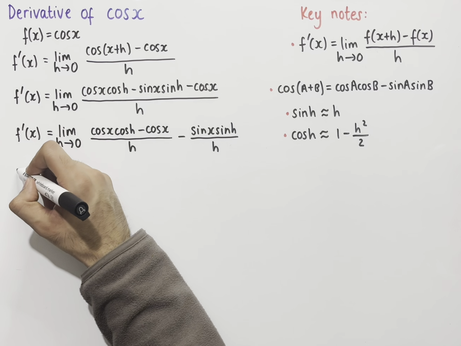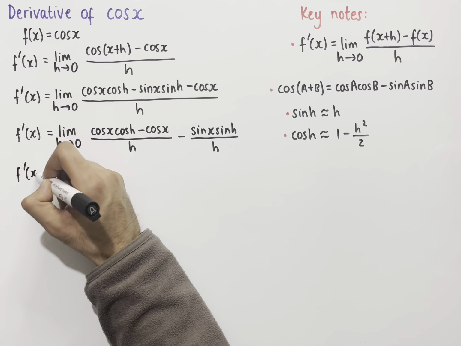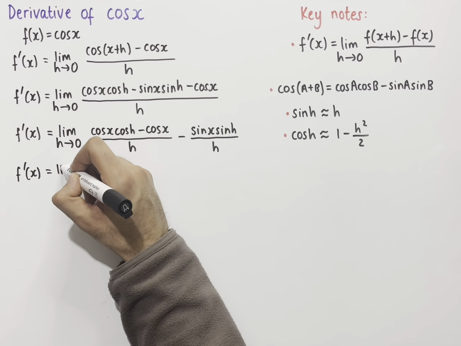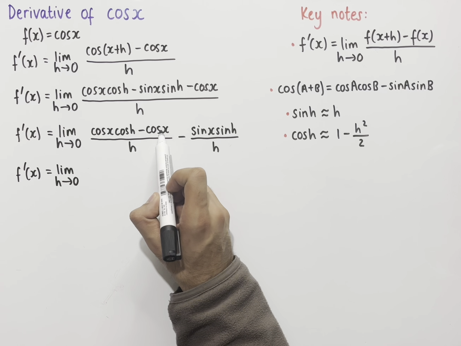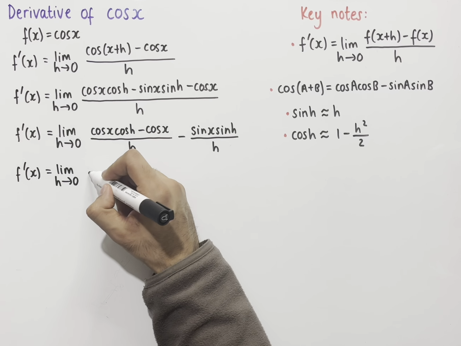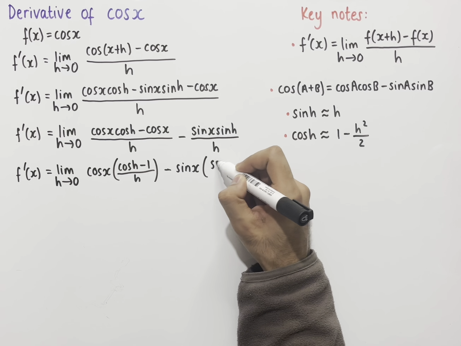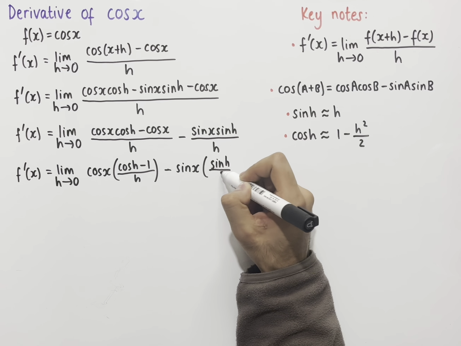Now in the next line we have f dash of x, which equals the limit as h tends to 0. And now we can factorize out cos x from both of the terms in the numerator. So we now get cos x times cos h minus 1 all over h. Now in this term we have minus sin x times sin h all over h.